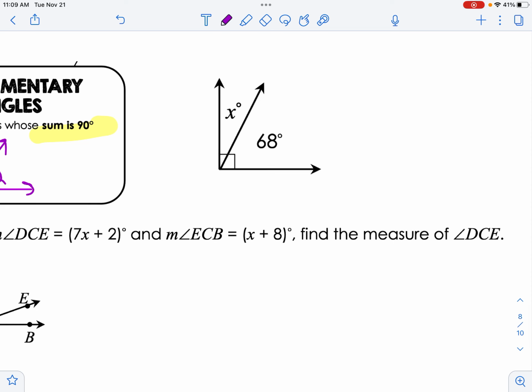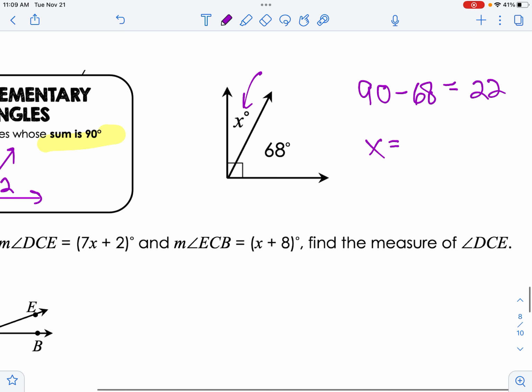So if I want to know what this is, I know it's 90 degrees because I see this little symbol in the corner there. So I would just say 90 minus 68. So you're going to go, what is that? And that's going to give you 22. So x equals 22 degrees.